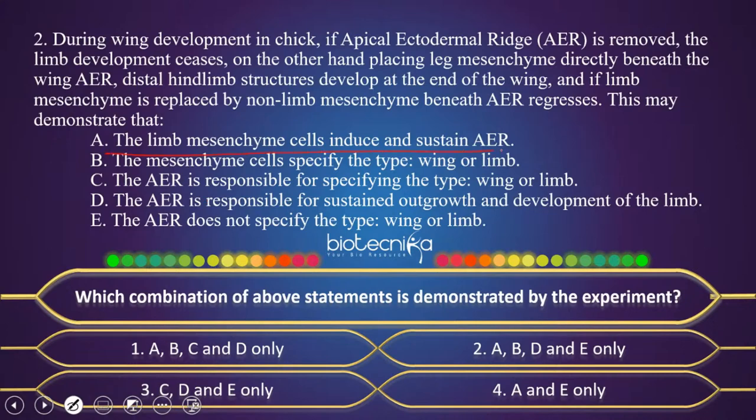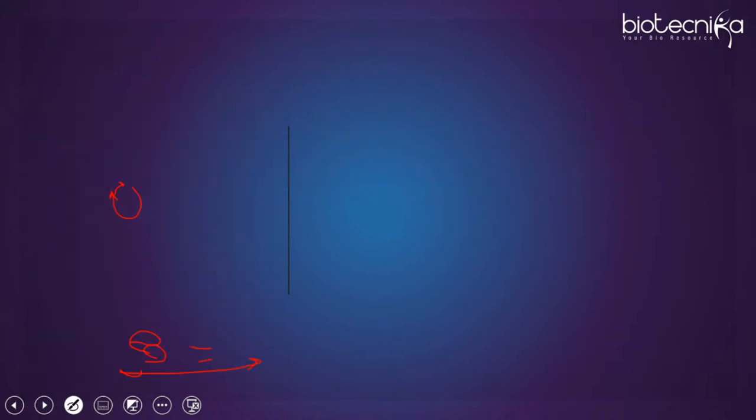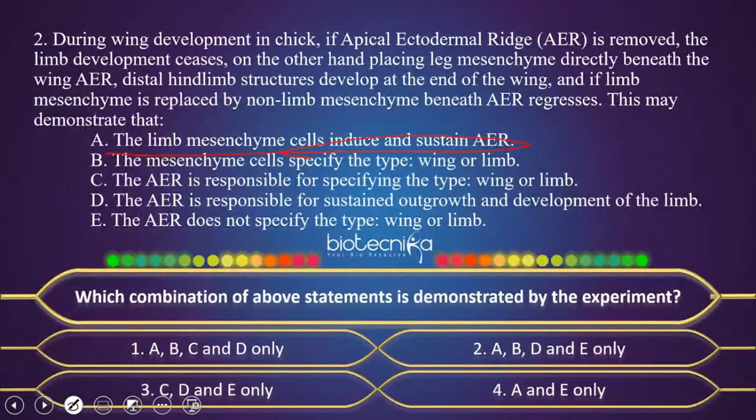The limb mesenchyme cells induce and sustain AER. If you did not know this, the limb mesenchyme only induces the formation of AER, and AER maintains the mesenchyme in the proliferative form so that it can keep on extending. Because you see, AER you have replaced with an FGF bead, and then also the wing is extending like a normal wing. Why so? Because ultimately, what does AER do? It gives off FGF signaling. Right? So that's why statement A was correct.